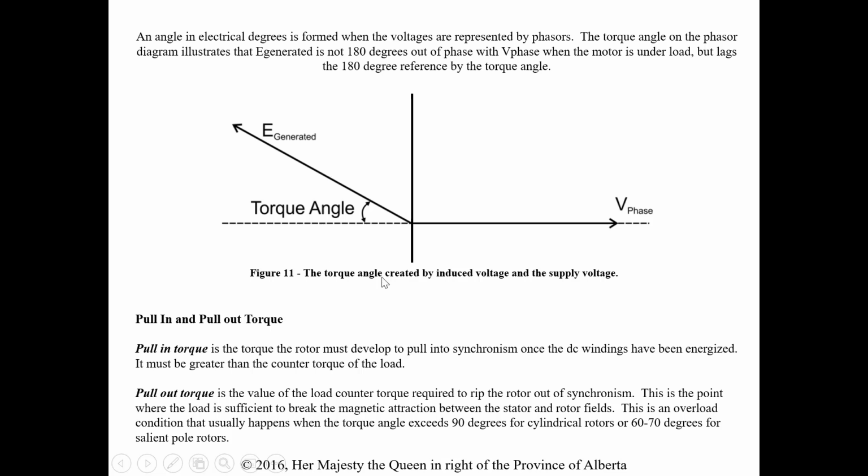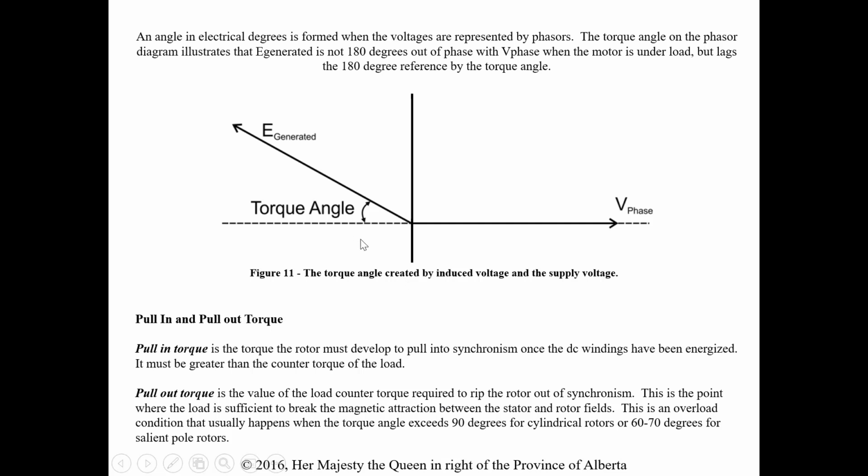Pull in and pull out torque. Pull in is the torque the rotor must develop to pull into synchronism once the field windings have been energized. Again, it must be greater than the torque of the load, but we wouldn't want to start these under load if we can avoid it anyways. The pull out torque is the value of load counter torque required to rip the rotor out of synchronism.